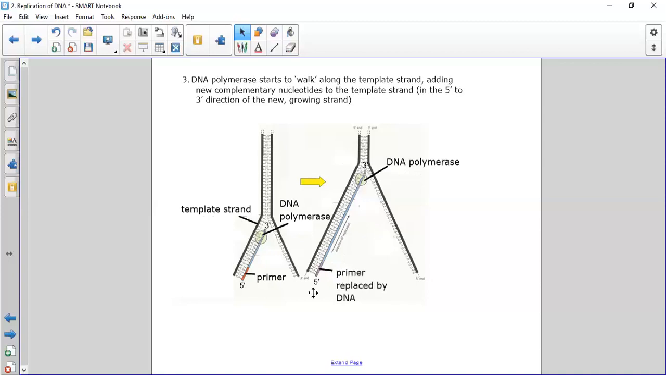Now, you might notice that what was red here, the primer, is now turned to purple. And that's because eventually the primer gets replaced by DNA, because remember we said the primer was actually made of RNA. Don't worry yourselves too much about that. The only reason I'm mentioning it is because it is on a lot of diagrams that you look at, and I don't want you to get stressed out about not understanding why.